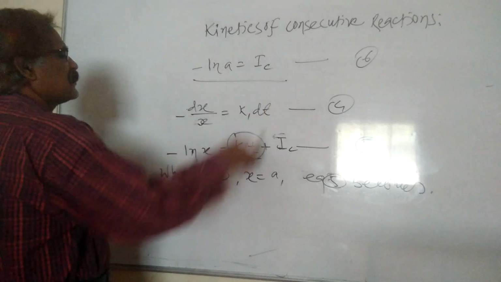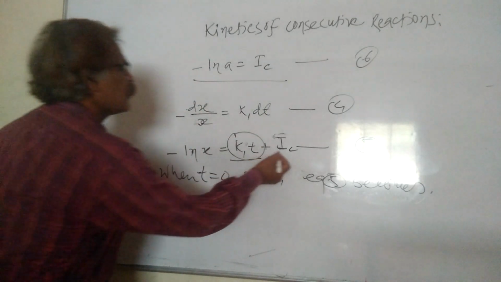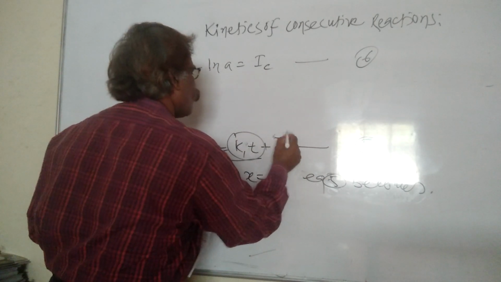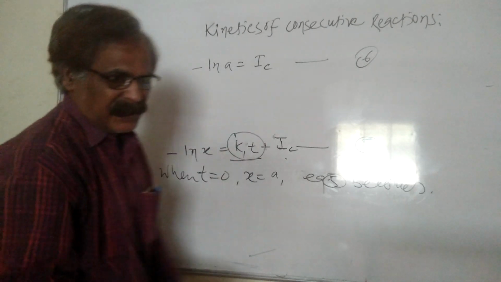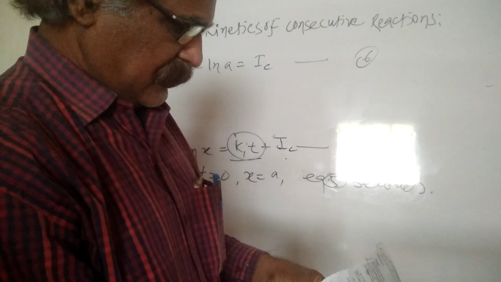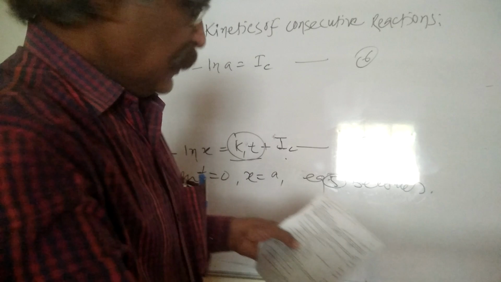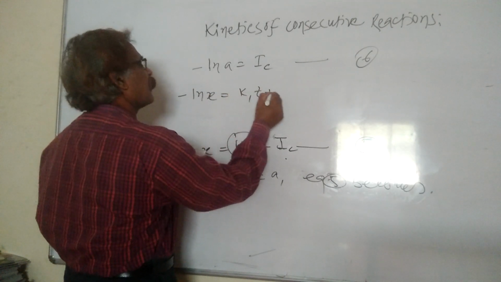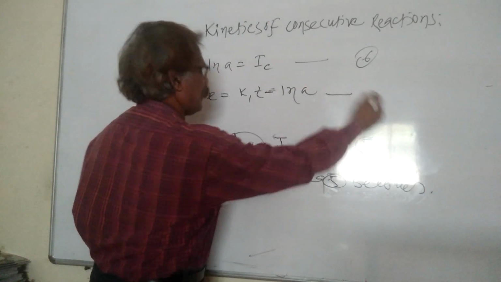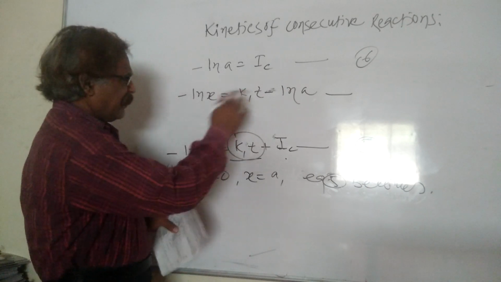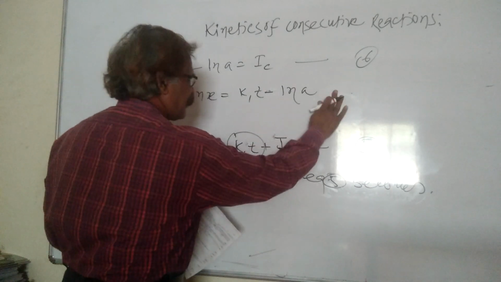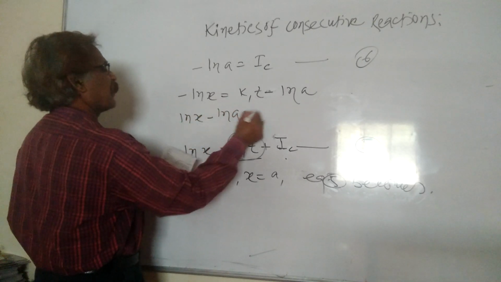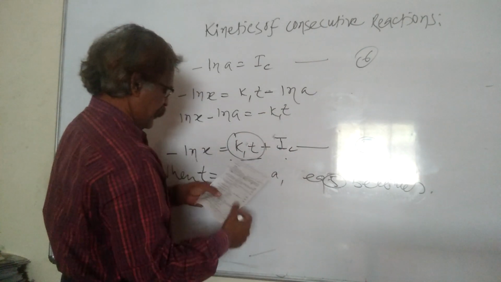Let us substitute IC is equal to minus natural logarithm of a in equation number 5. So when we substitute, we get minus natural logarithm of x is equal to k1 t minus natural logarithm of a. And we can rearrange this equation. Rearranging this equation, what we get? Natural logarithm of x minus natural logarithm of a is equal to minus k1 into t.